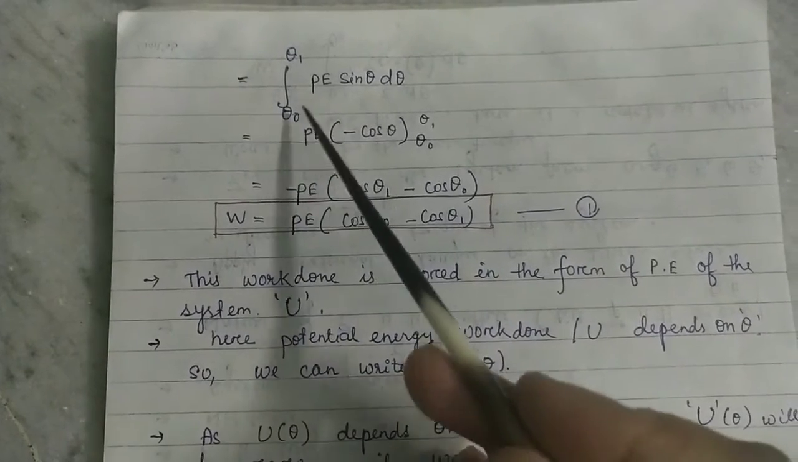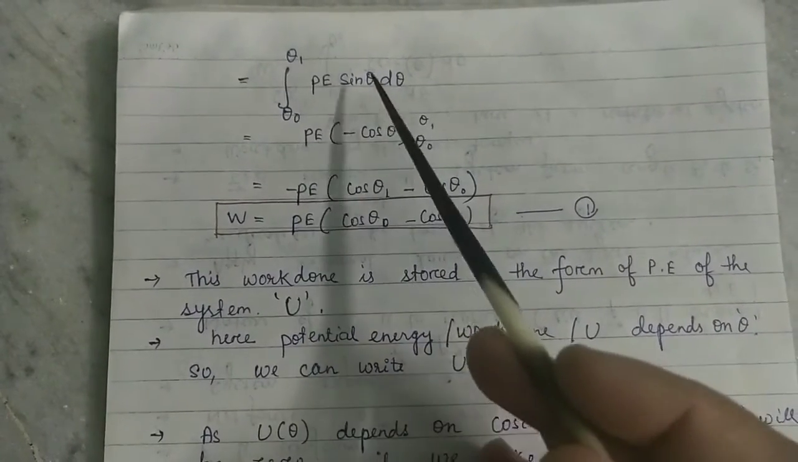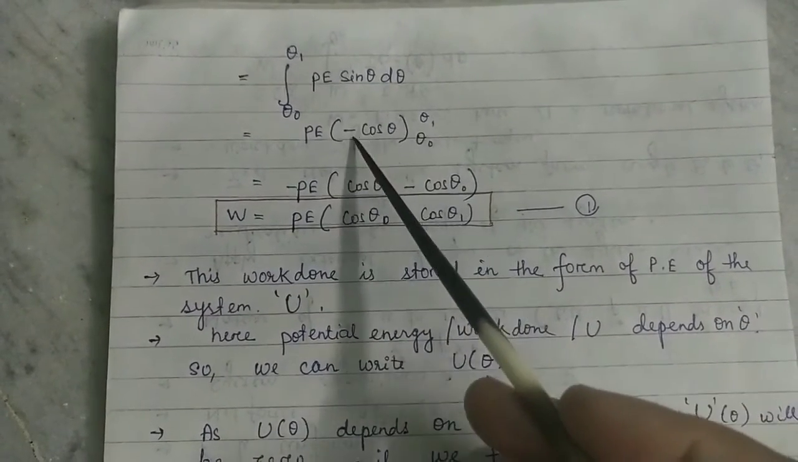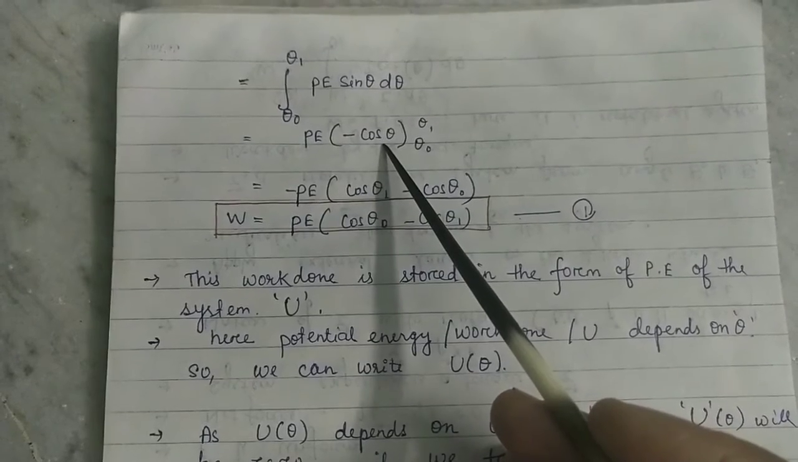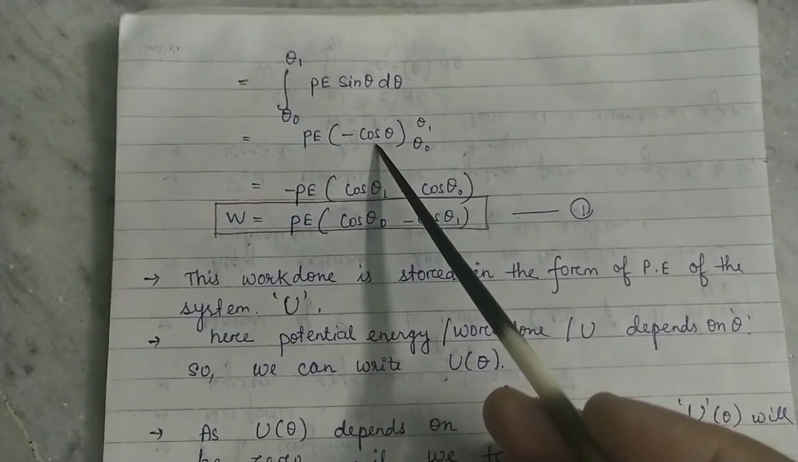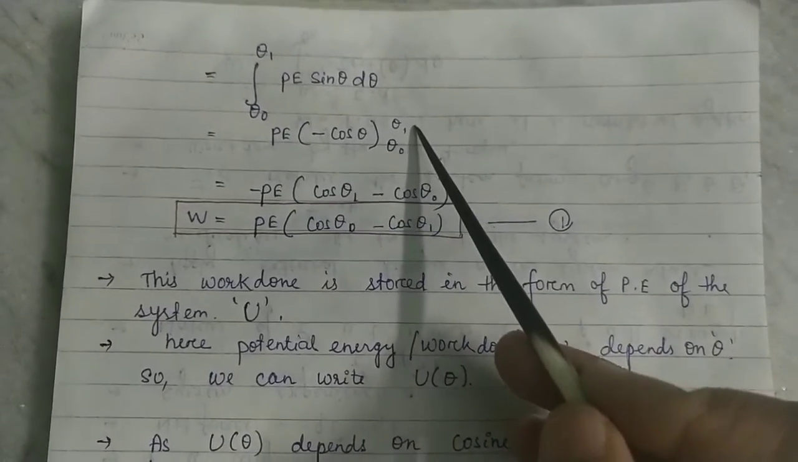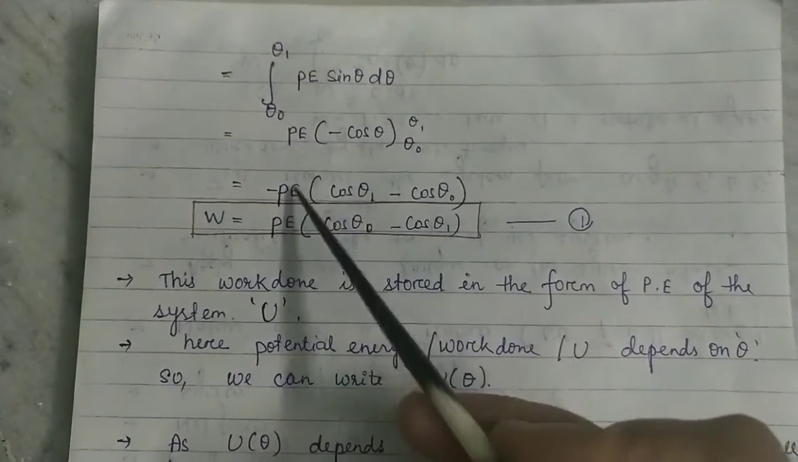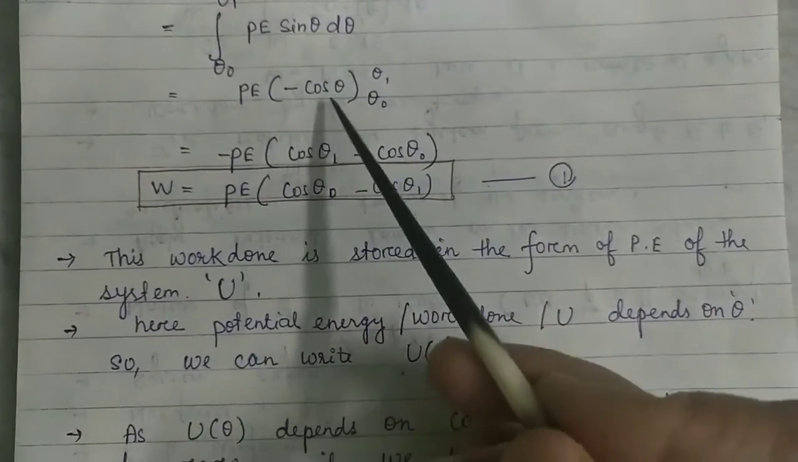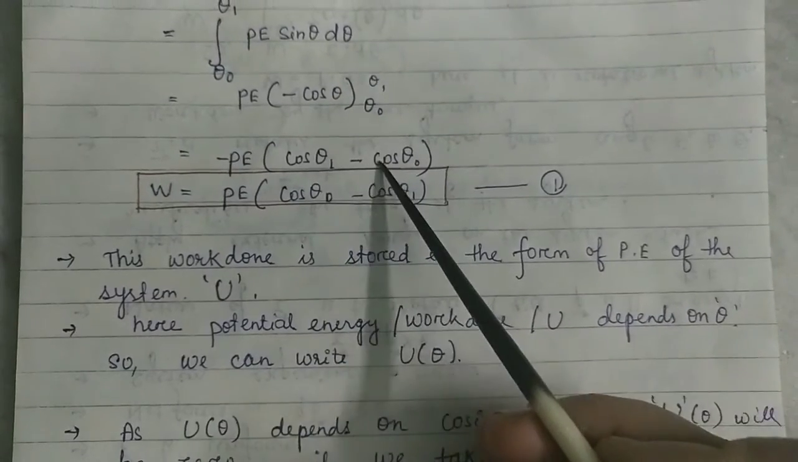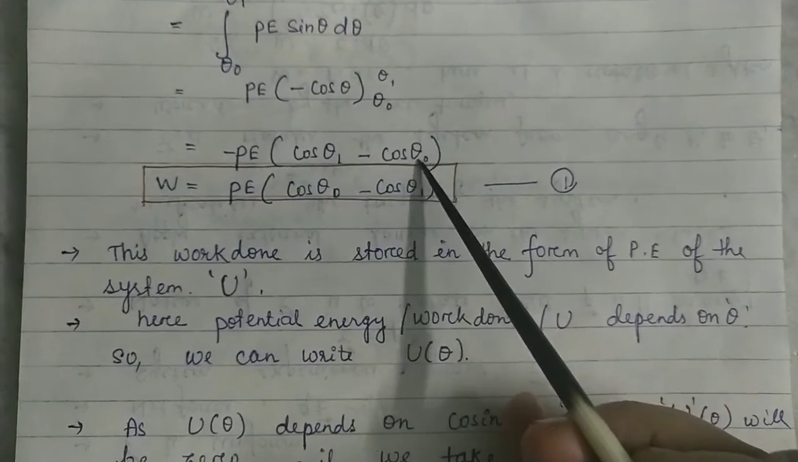So if we integrate, what will happen? PE is a constant, it will come out. The integration of sin theta d theta equals minus cos theta. Now what is the limit? We will apply the limit here, that is from theta 0 to theta 1. So minus, taking it outside, PE times cos theta 1 (upper limit) minus cos theta 0 (lower limit).